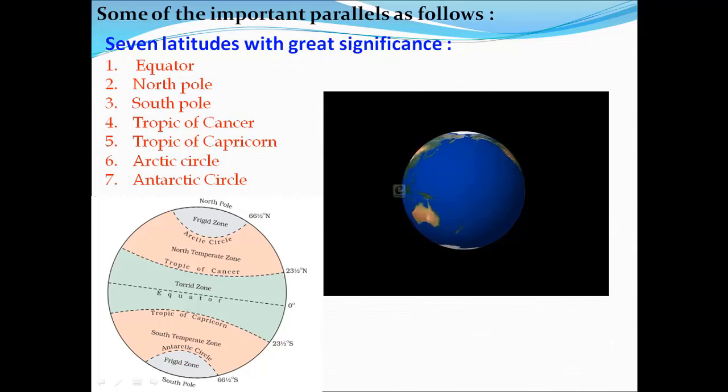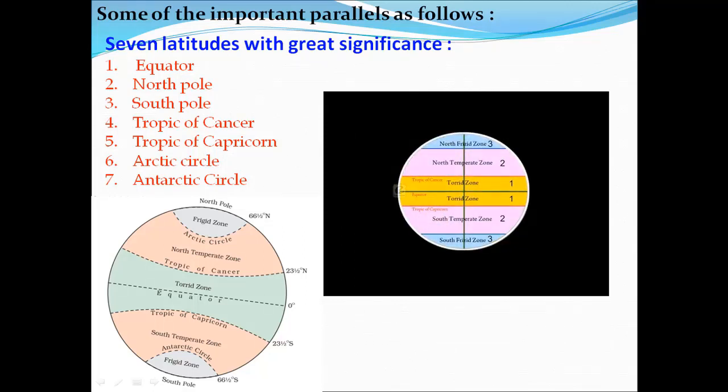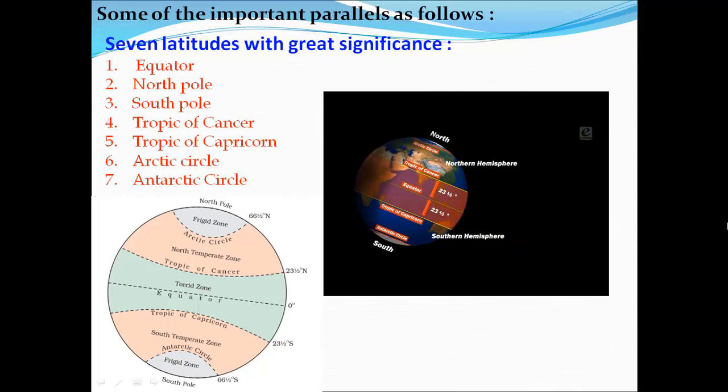This is an exact replica of an Earth showing those 3 zones: yellow, torrid zone; light pink, temperate zone; blue, frigid zone. These zones are between these special latitudes.